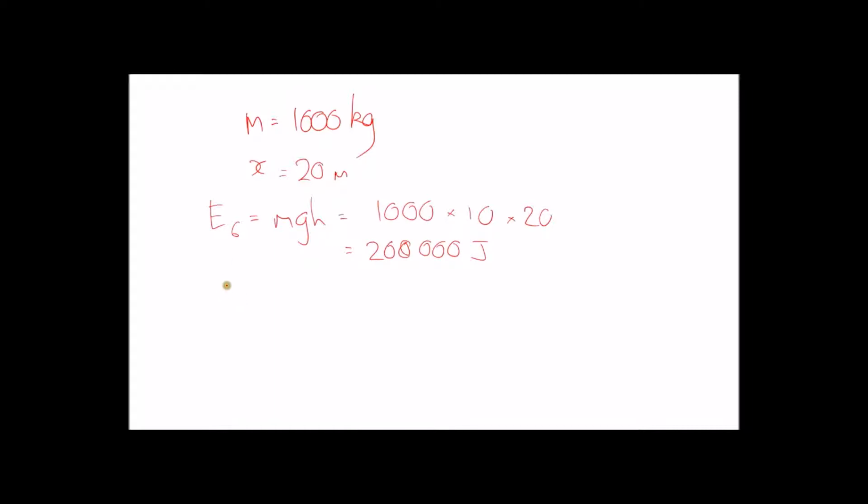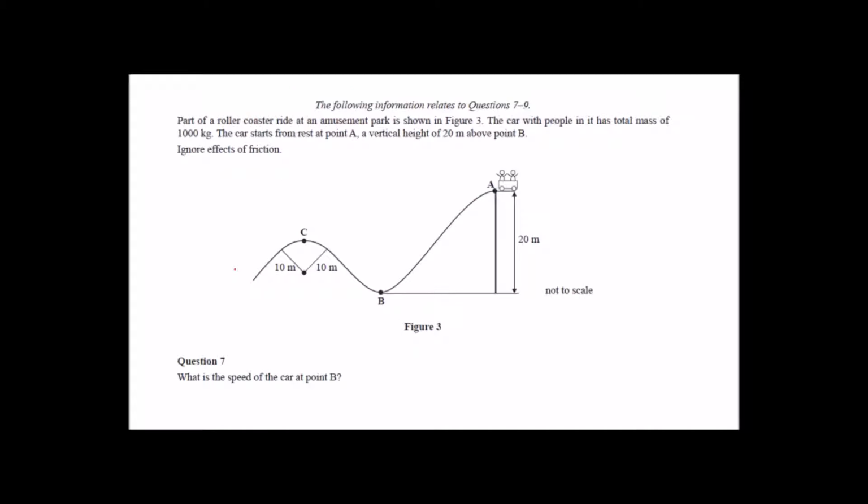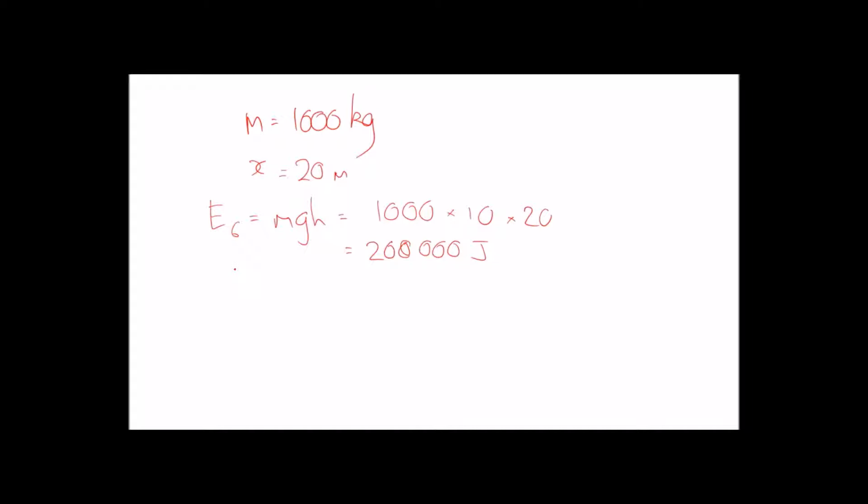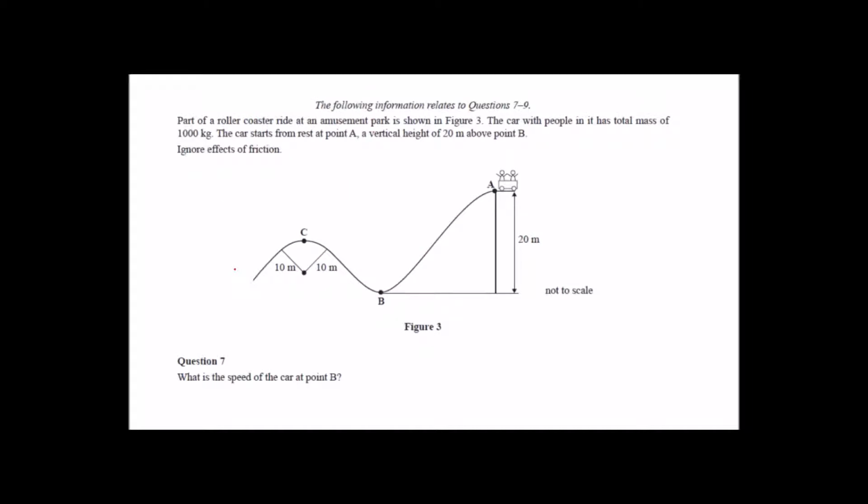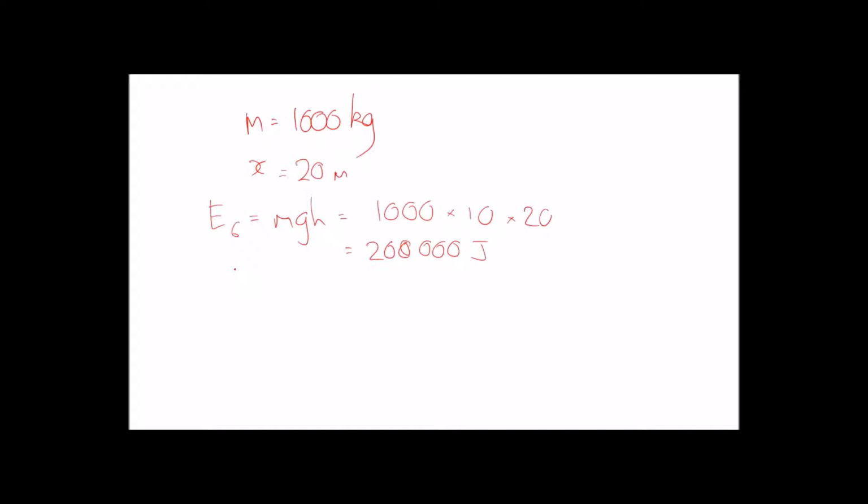Now, to find the velocity at that bottom point, all the gravitational potential energy at point A has turned into kinetic energy at point B. Now, I'm rushing a bit here and I'm starting to gabble on, but hopefully you get what I'm talking about.